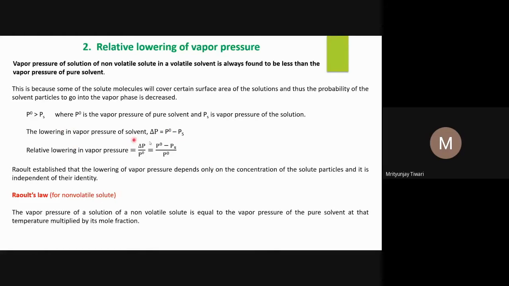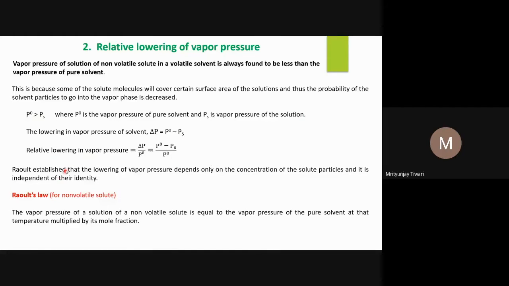Then one can calculate the relative lowering in vapor pressure. Relative to what? Relative to the vapor pressure of the pure solvent, or in comparison to the initial vapor pressure. This is what we call the relative lowering. So relative lowering in vapor pressure is defined as delta P divided by P naught, where P naught is the vapor pressure of the pure solvent and delta P is P naught minus P S, the vapor pressure of the pure solvent minus the vapor pressure of the solution.